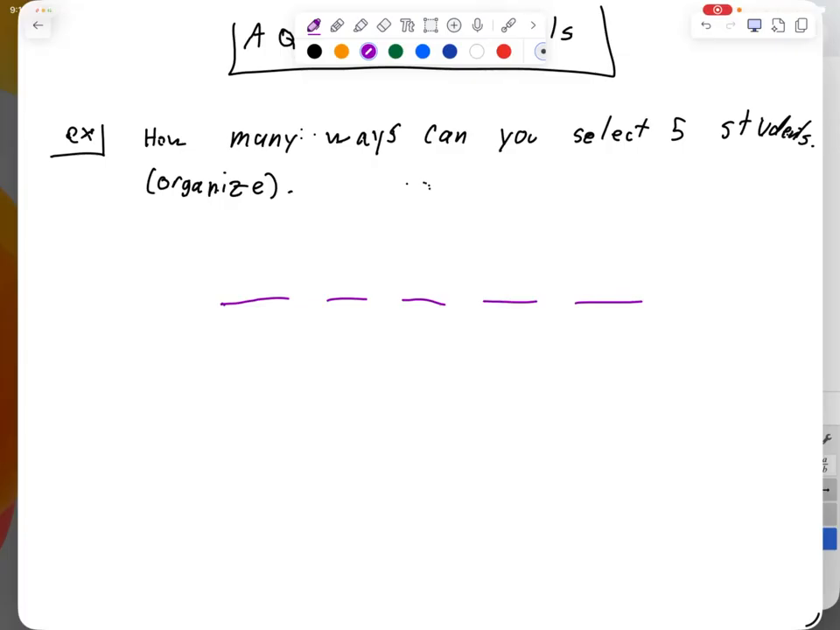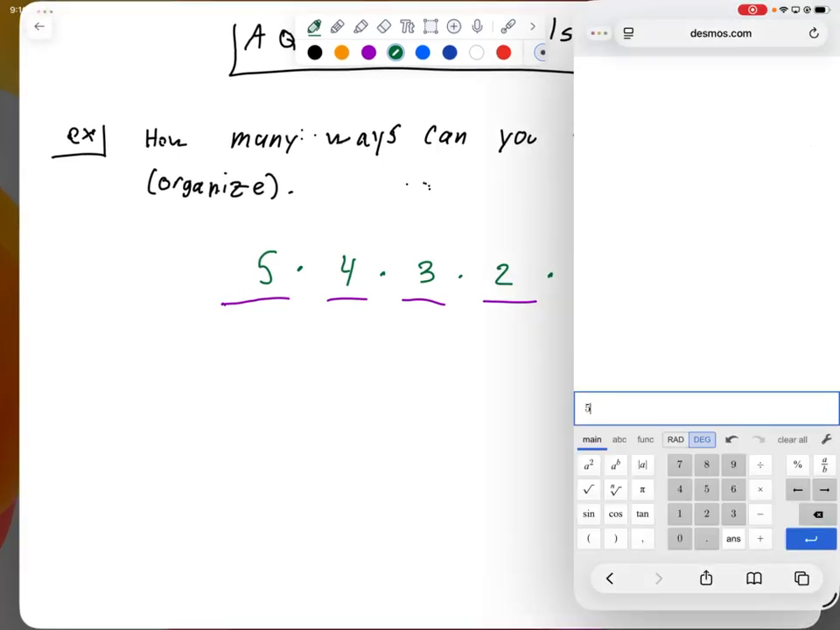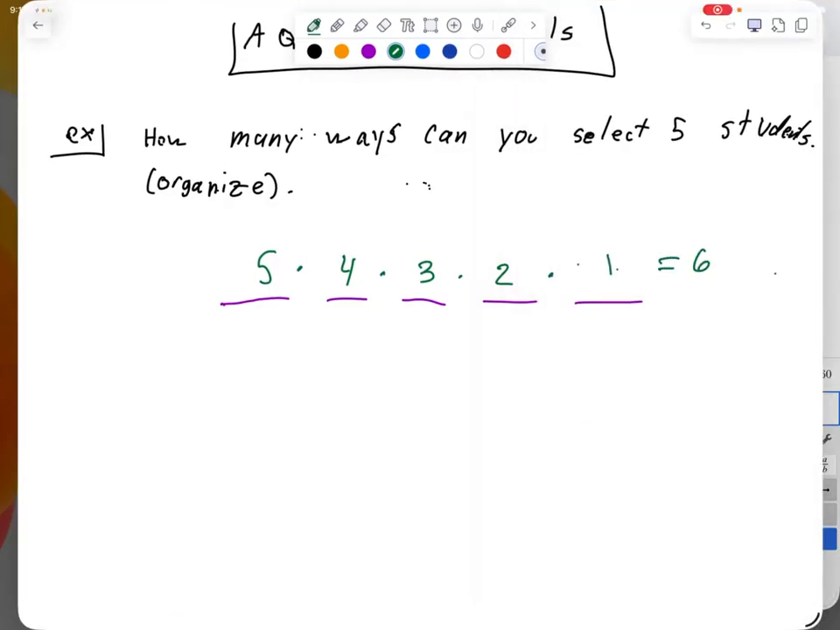Who's going to be the first one? Well, how many do you have? You have 5, times, by the counting principle, 4, times 3 times 2 times 1. And when we do this, 5 times 4 times 3 times 2 times 1, we get 120. So there are 120 ways, if I have 5 students, in which I can organize them and pick them.